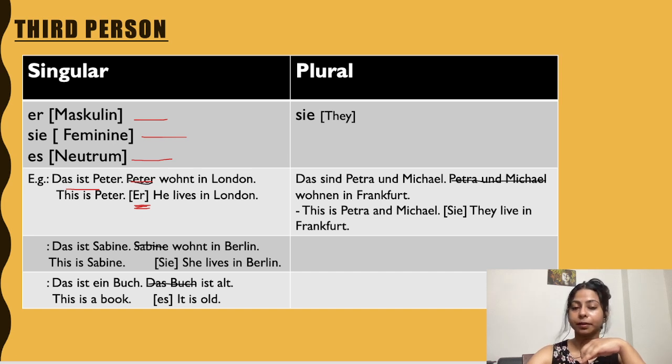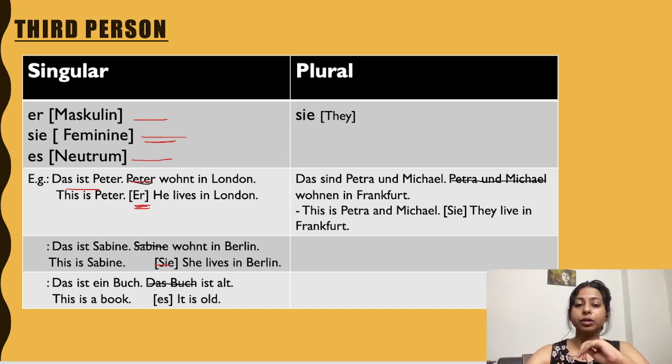This is Peter. He lives in London. Das ist Sabine. Sabine wohnt in Berlin. So again, Sabine is feminine, and hence we replace it with sie, which is for feminine. So das ist Sabine. Sie wohnt in Berlin. This is Sabine. She lives in Berlin.